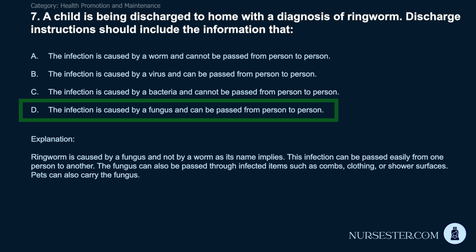Ringworm is caused by a fungus and not by a worm as its name implies. This infection can be passed easily from one person to another. The fungus can also be passed through infected items such as combs, clothing, or shower surfaces. Pets can also carry the fungus.